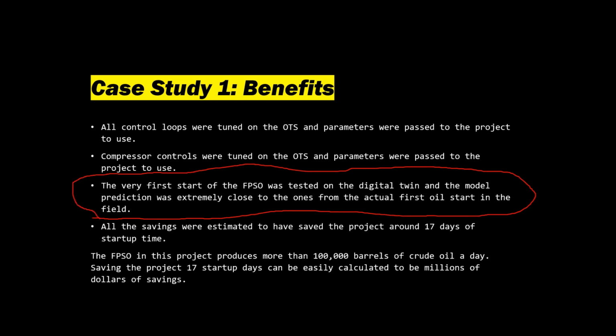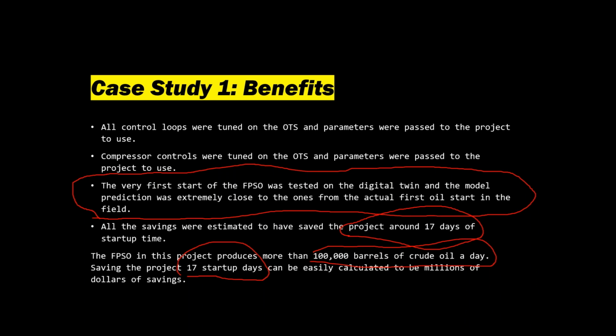And the savings were estimated to have saved the project around 17 days of startup time. Which means that for a project that produces more than 100,000 barrels of crude oil, they saved 17 startup days. So millions of dollars have been saved for this project.